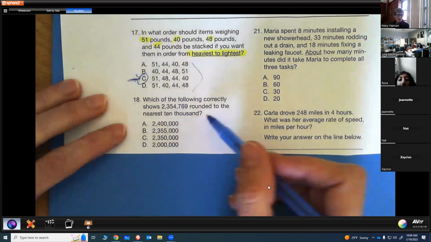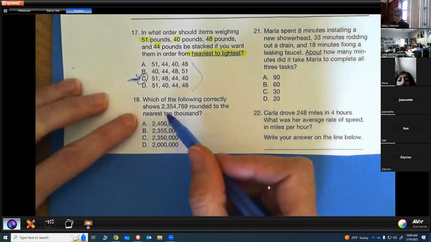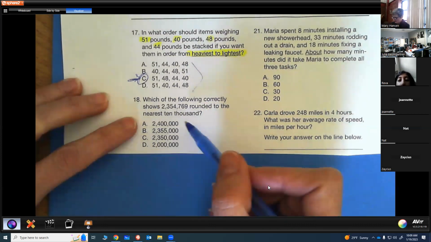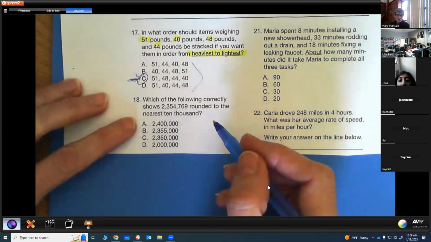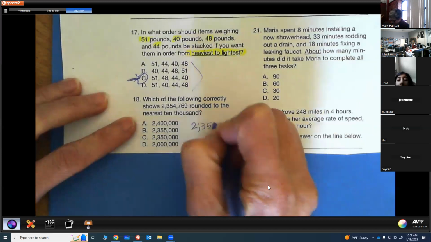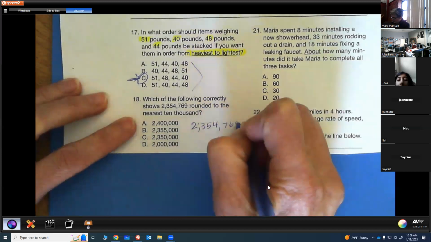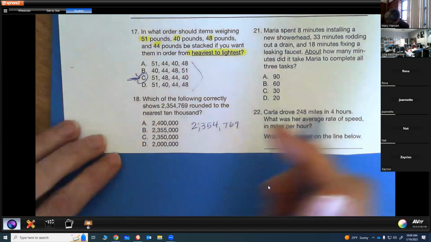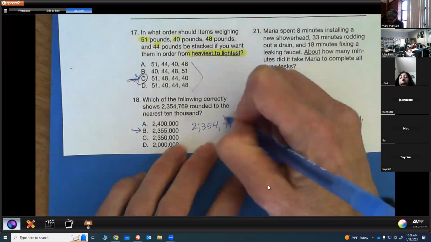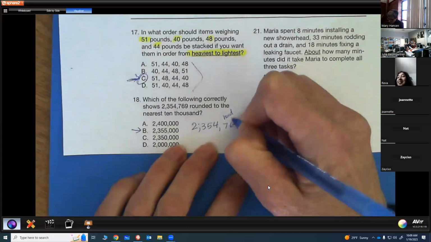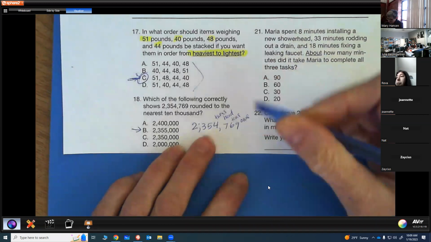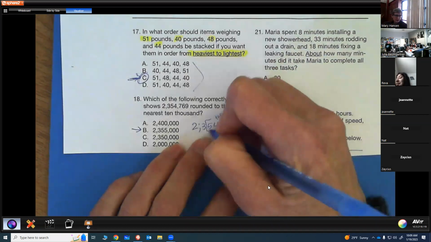Which of the following correctly shows 2,354,769 rounded to the nearest 10,000? This is testing your knowledge of place value. I think it's B. Okay. So when we look at place value, we've got hundreds and tens and ones, and then we have thousands. The 4 is in the thousands place, and so the 5 is in the 10,000s place.